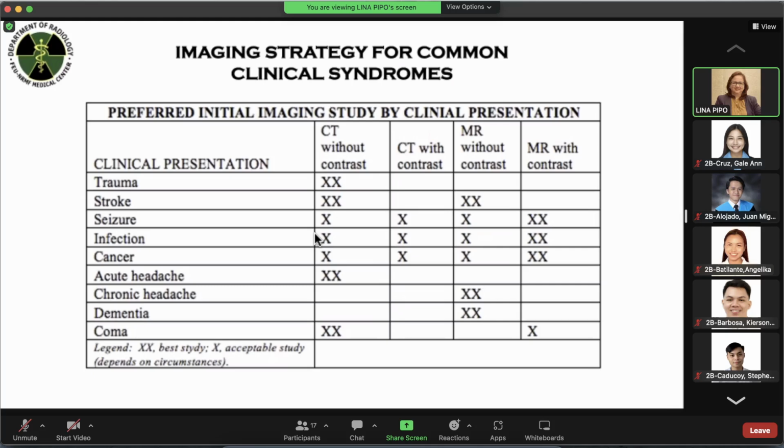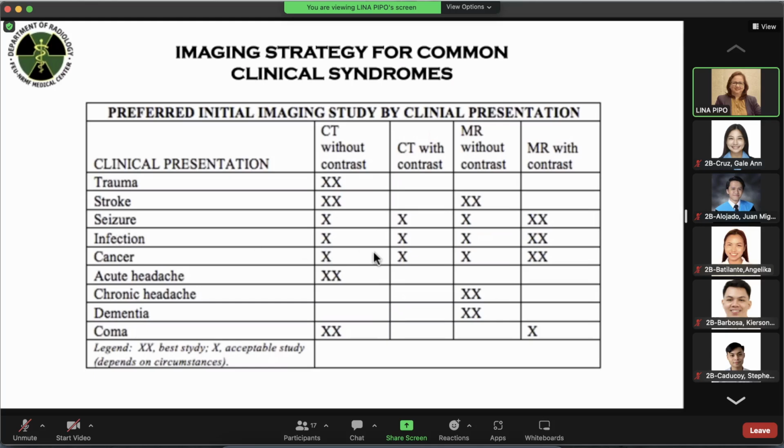So seizure: plain CT, CT with contrast, and plain MRI are acceptable studies, but the recommended is MRI with contrast, because in seizure, usually what we are looking for is a mass that will cause the seizure. So if you're looking for a mass, MRI with contrast is better than any other imaging. Okay, so MRI with contrast.